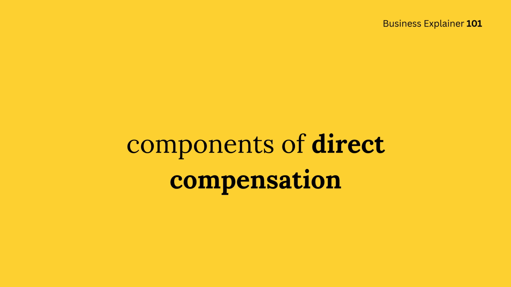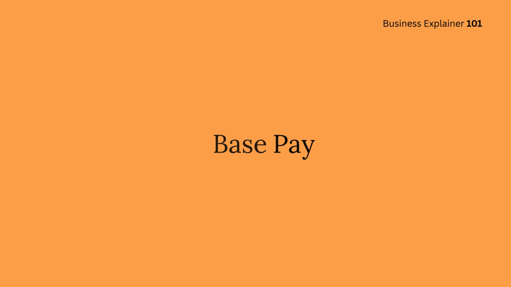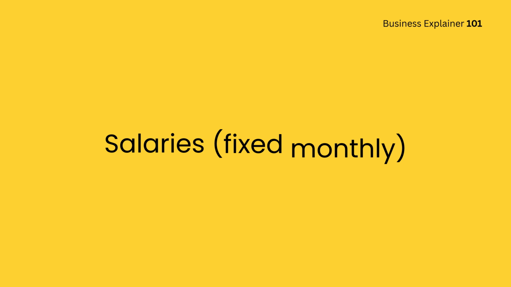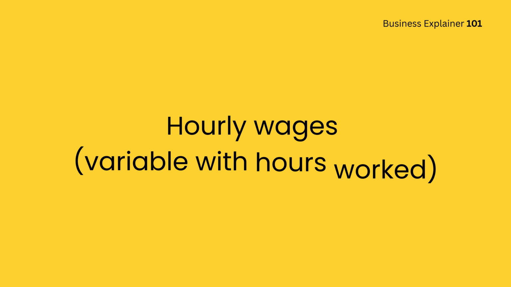Here are the components of direct compensation. 1. Base pay. Examples of this are salaries, fixed monthly. These are predetermined, regular payments, usually monthly or biweekly, not tied to hours worked. And hourly wages, variable with hours worked. These are payments based on the number of hours worked.